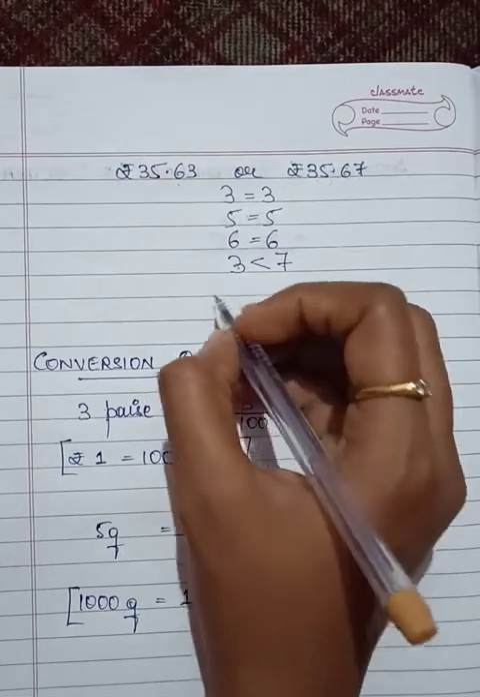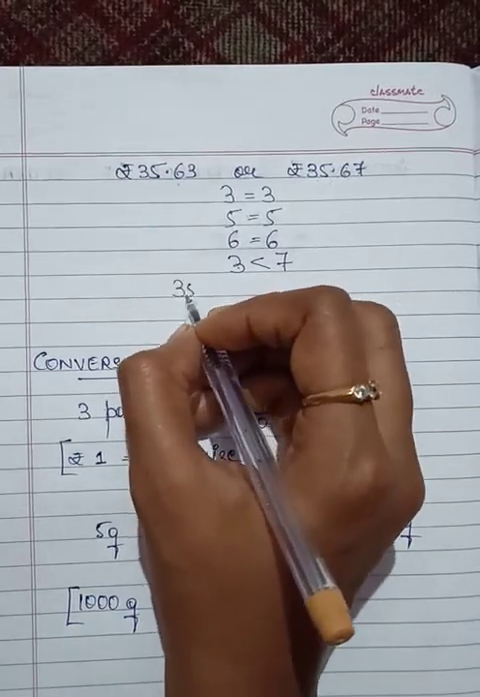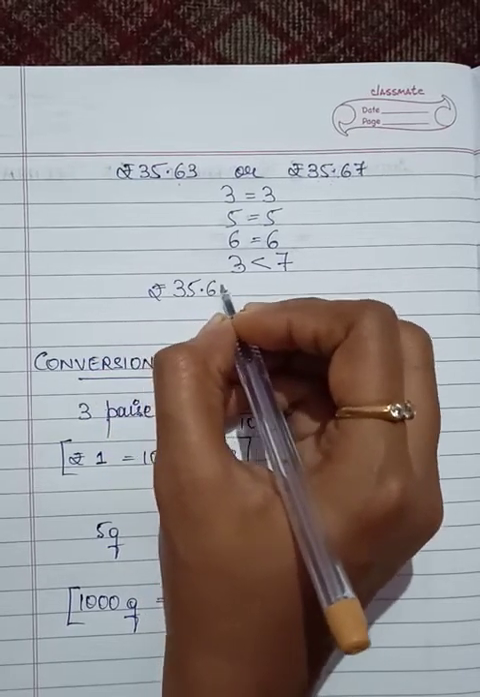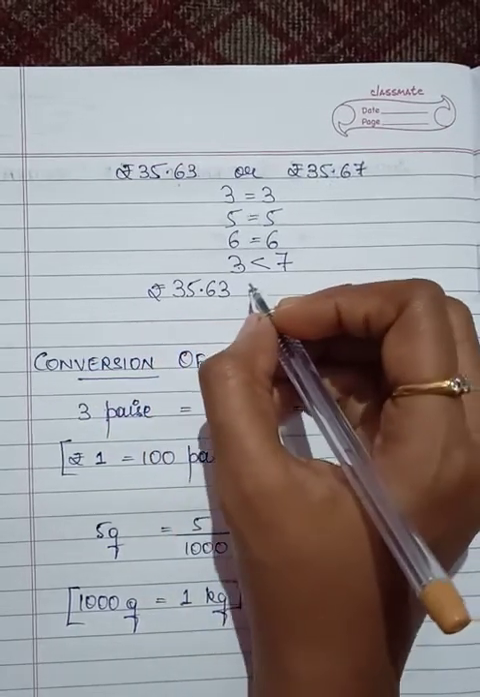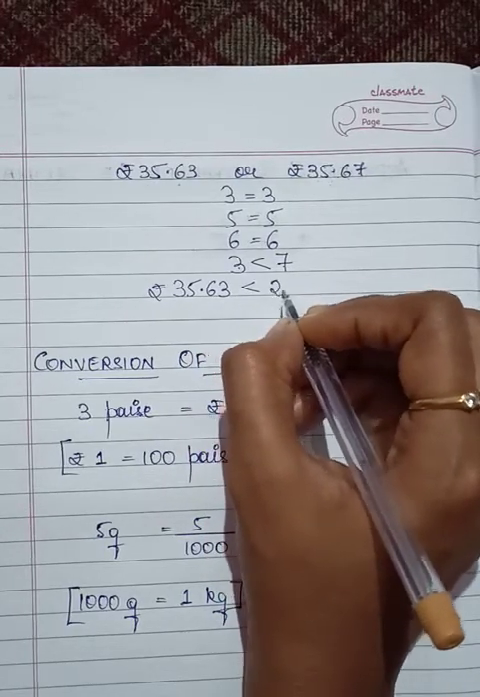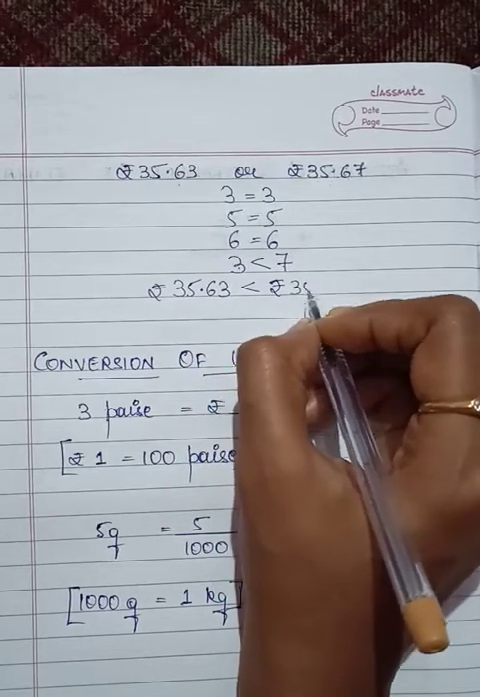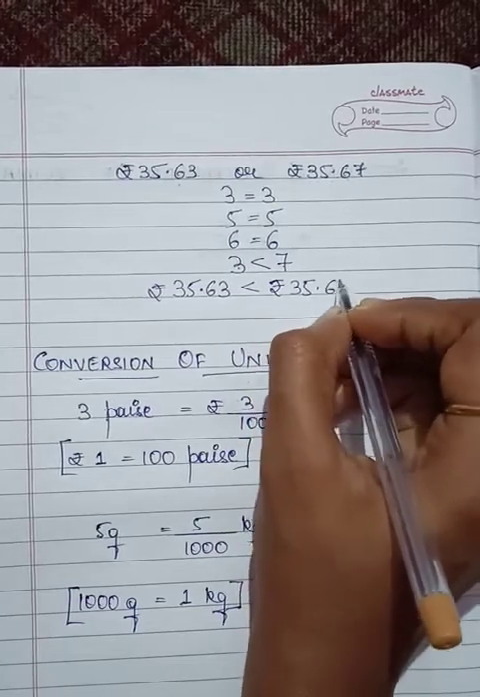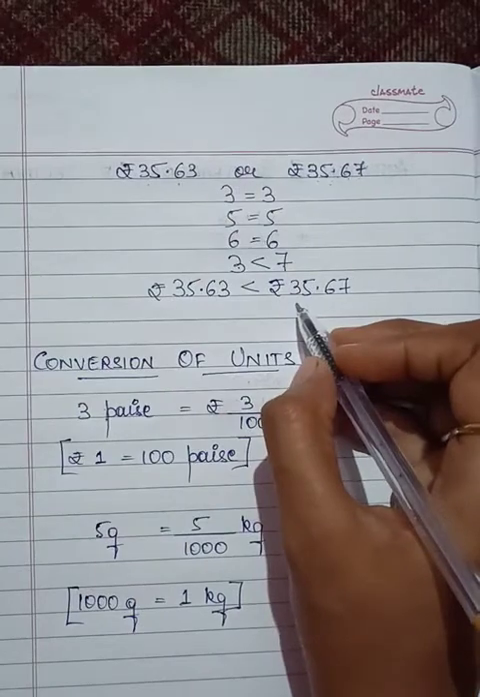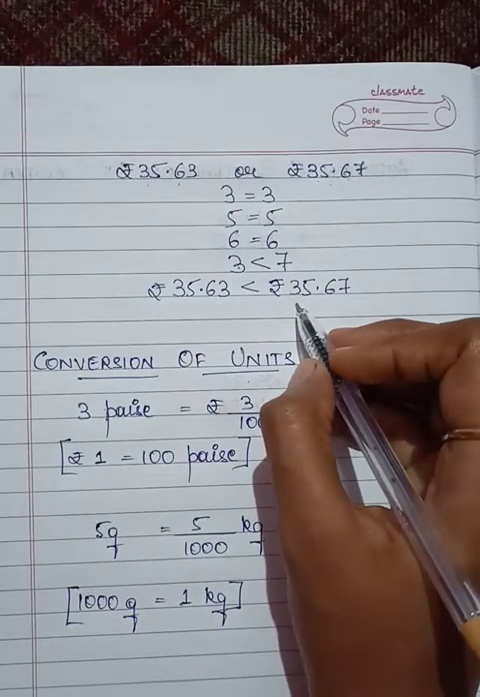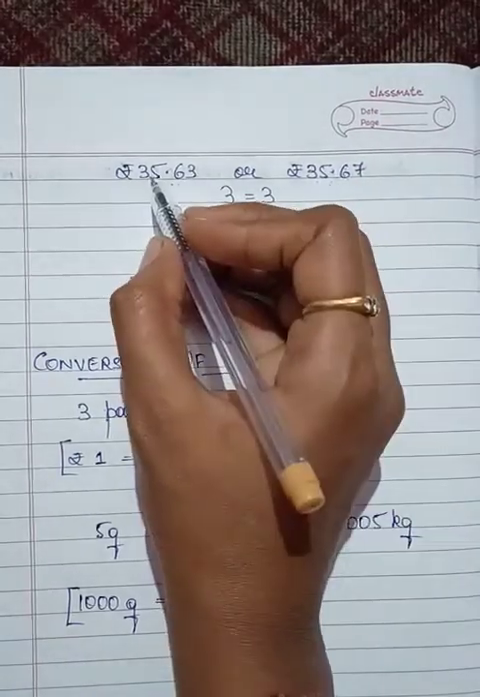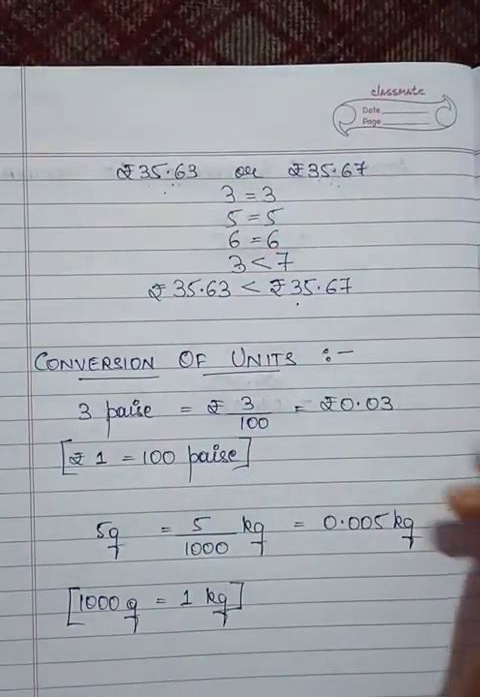So by this comparison, we arrive at rupees 35.63 is lesser than rupees 35.67. So this is how we have to compare to know which number is greater and which number is smaller.